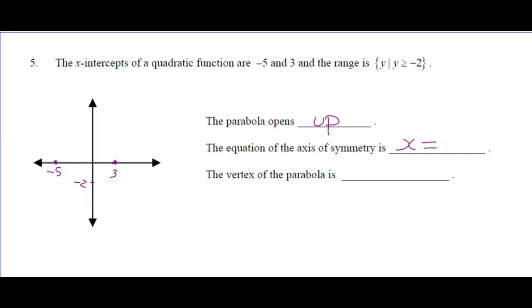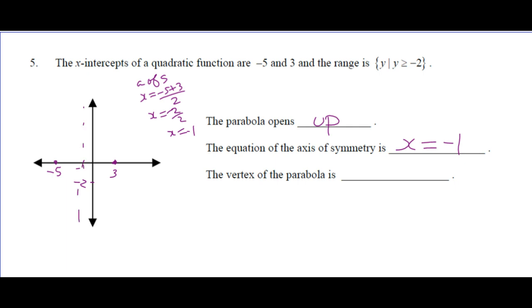Now, how did you get x equals -1? Symmetry? Yeah, so where is it? Well, it's got to be halfway between the x-intercepts, right? So for the axis of symmetry, we know that x equals (-5 plus 3) over 2, which is -2 over 2, and x equals -1. So there, -1. Okay, so there's my axis of symmetry.